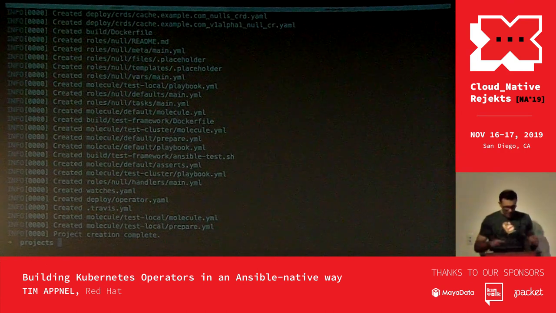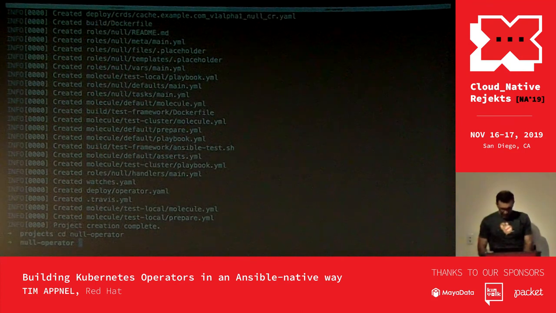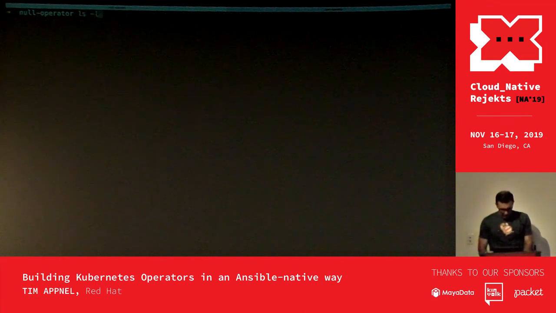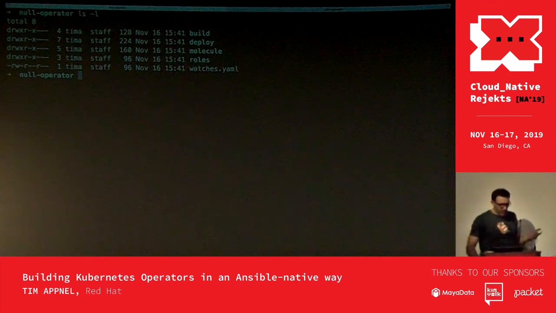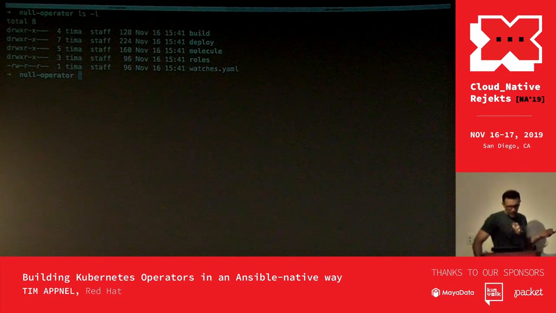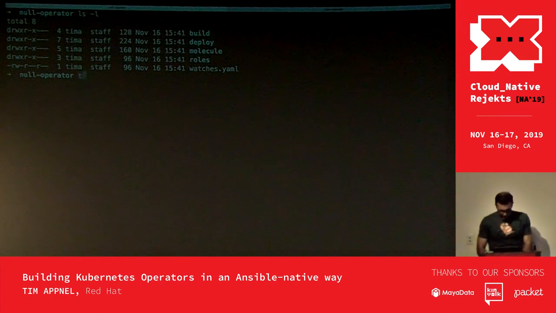So that's a key thing. So ran that, boom, kicks out a whole bunch of status messages. And now I have here in my projects directory this null operator project. And I see I get a few directories: a build directory, deploy directory, molecule, which is the tests for my operator, a role and a watches file. So let's take a look inside of each of those really quickly.